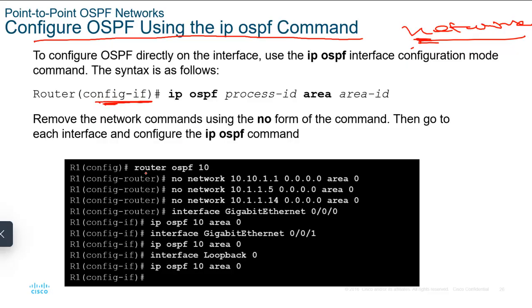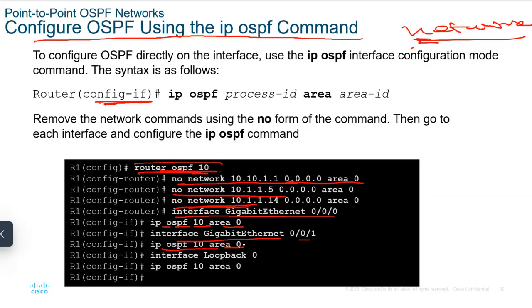So with this one here, it's the same router, but we have to first remove this. That is router OSPF 10, and then we remove the previous configuration, which is this. We're removing, that's the reason why they're starting with no. And then after that, you go to the interface, which is interface gigabit Ethernet, this, and then you put IP OSPF 10 area 0. You go to another interface, which is this, IP OSPF 10 area this.